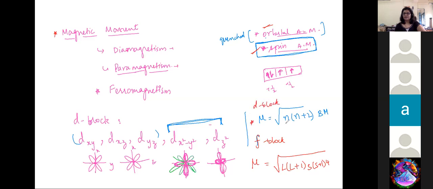For d block, you just have to consider the number of unpaired electrons, and in the case of f block, you will consider the orbital angular momentum and the spin angular momentum because both of them contribute. But in the case of d block, the magnetic moment is only due to spin angular momentum. That is the basic difference.